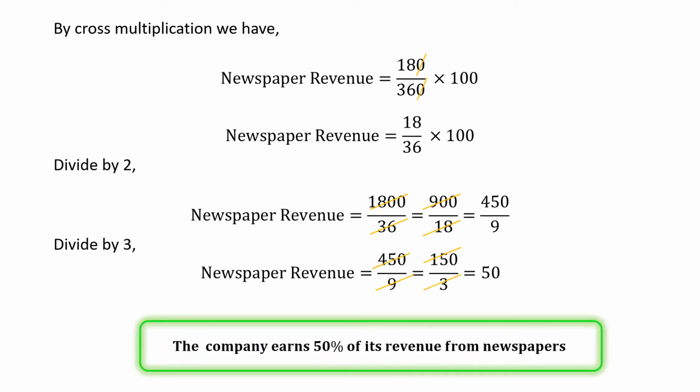In order to calculate the percentage of newspapers, we will multiply the angle of newspapers by 100, and then divide the result by 360 degrees, as shown in the steps. Therefore, the company earns 50% of its revenue from newspapers.